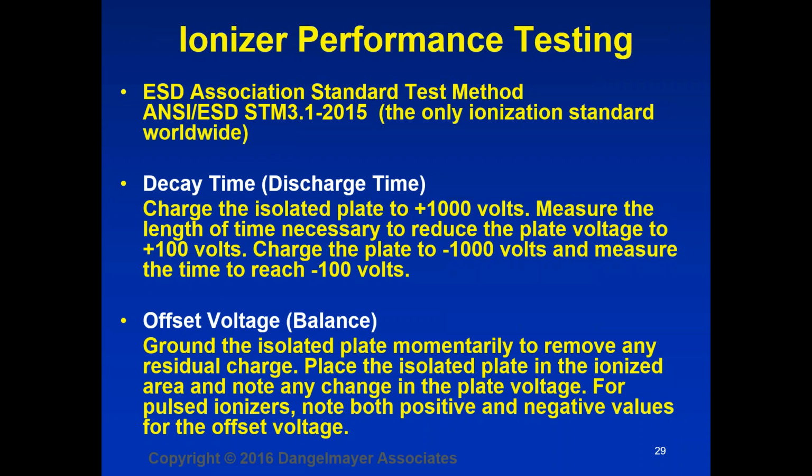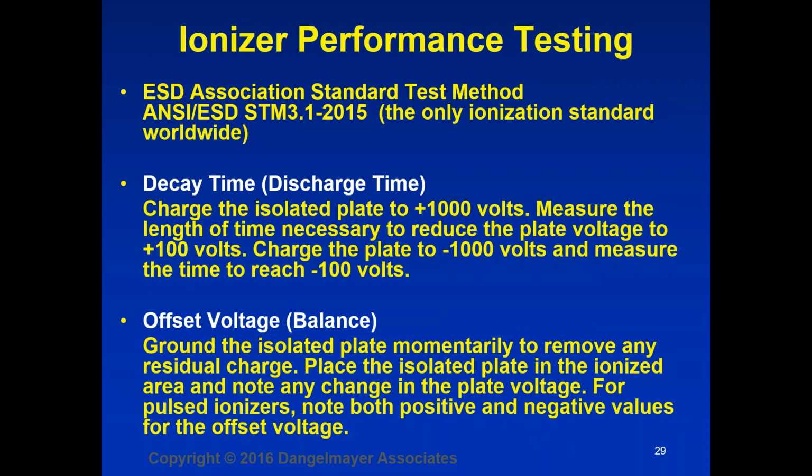In this case, you're going to ground the isolated plate momentarily to remove any residual charge on it, and then you're going to place the isolated plate in the ionized area and note if there's any change in the plate voltage. For pulsed ionizers, you're going to notice that both positive and negative values will occur, that the ionizer will change between positive and negative voltages. This is normal operation for the ionizer. You record both the positive and negative peak values.